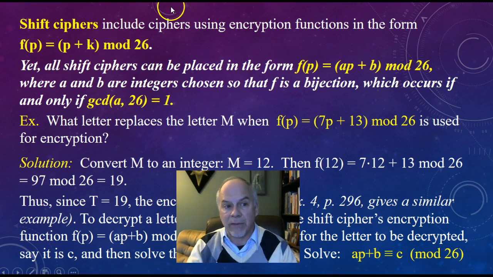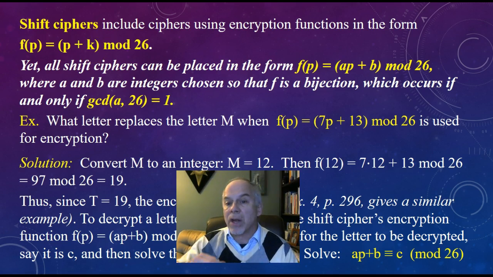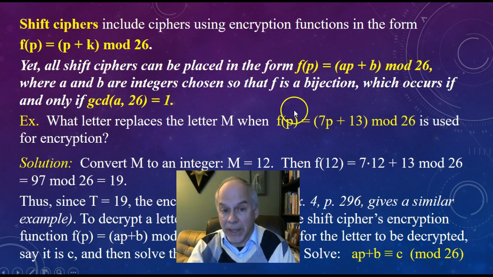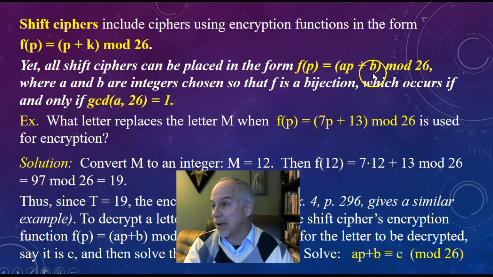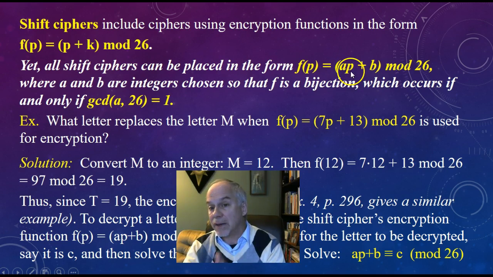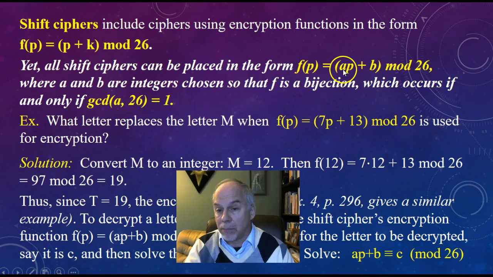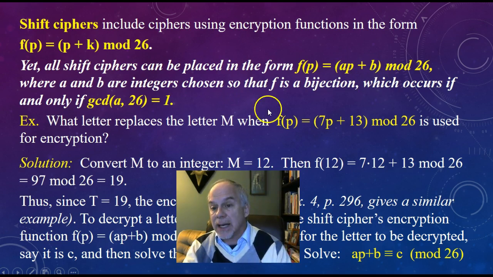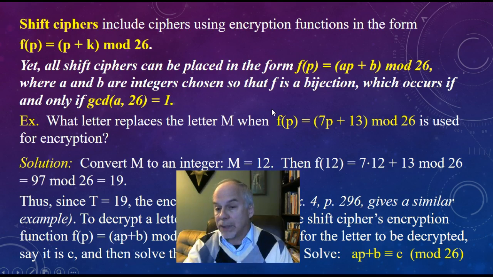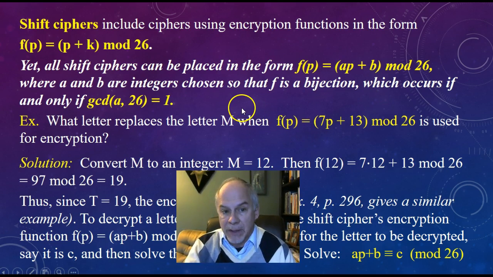Include ciphers of the form P plus K, so it includes the type we've been talking about, but it also includes all shift ciphers can be placed in the form f of p equals ap plus b mod 26. In other words, sometimes we don't just add, sometimes we multiply P by a number A and then add. So it's possible that we multiply A times P plus B, and we would get our encrypted message that way.